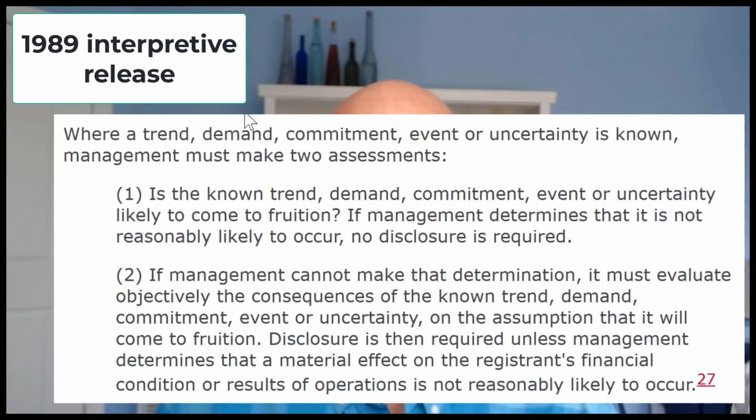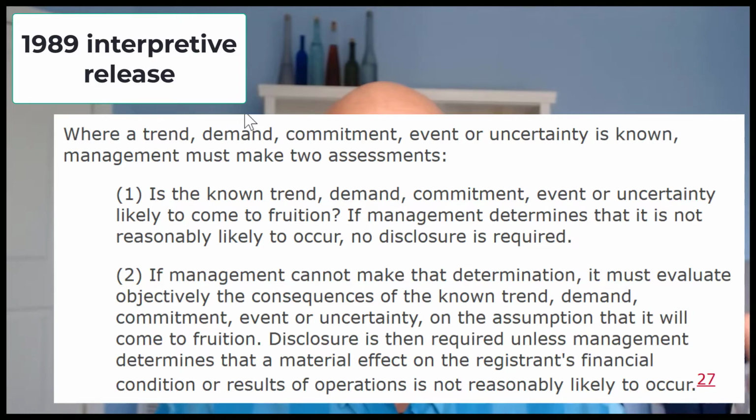All right, so how do you think about all this from a regulatory standpoint? The SEC has set forth a 2-step analysis for determining when known trends and uncertainties must be disclosed. That analysis was in the 1989 release, and you can read it here. This analysis differs from a traditional materiality analysis. It's a lower disclosure threshold. So number 1, is a known trend likely to come to fruition? If management determines that it is not reasonably likely to occur, no disclosure is required. Not reasonably likely to occur. That's a key term here.